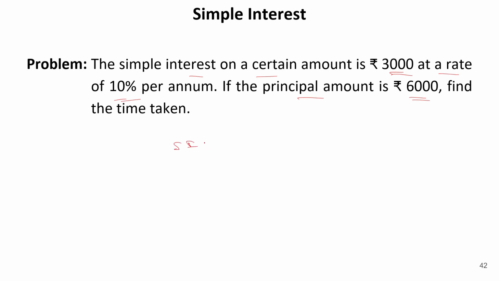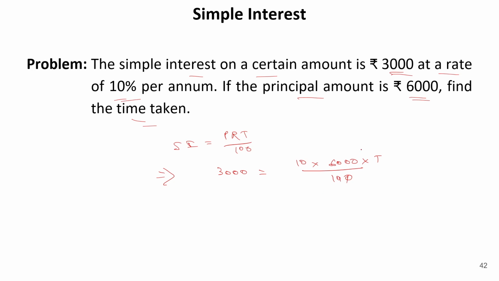So you all know that simple interest is equal to what? PRT by 100, right? Given this, it asks us to find the time taken, so we want to find out T. Given that simple interest is 3,000, at a rate of 10% per annum, with principal amount 6,000, and T is unknown, by 100, right?